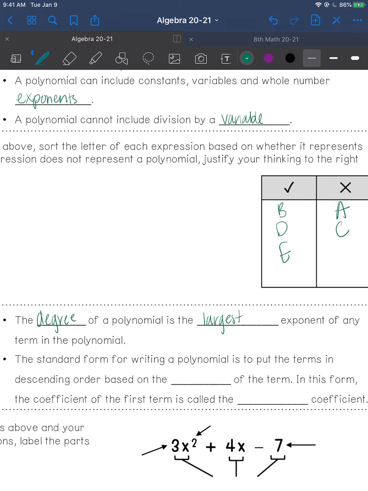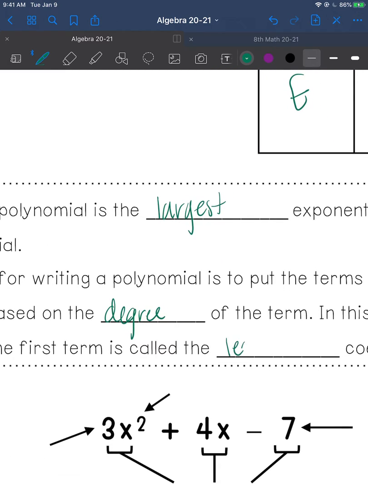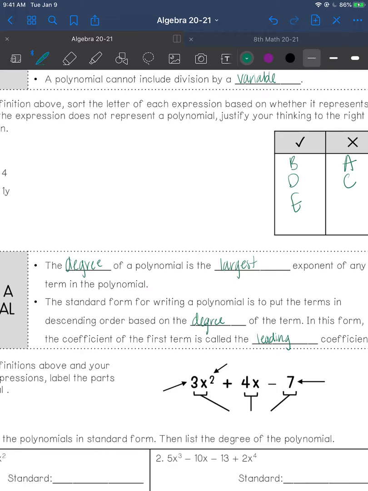The standard form of writing a polynomial is to put the terms in descending order based on the degree of the term. In this form, the coefficient of the first term is called the leading coefficient. When it says standard form, it's just good practice to always do things in order. So if there are different letters, you put them in alphabetical order. If it's a polynomial like this and we have lots of degrees, you put it in order by power.